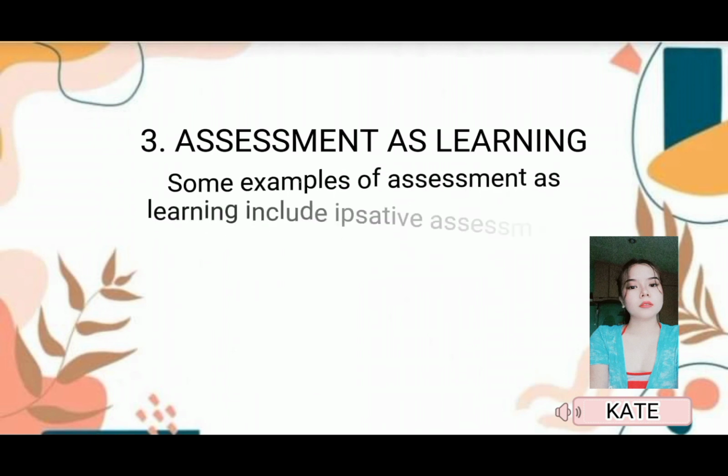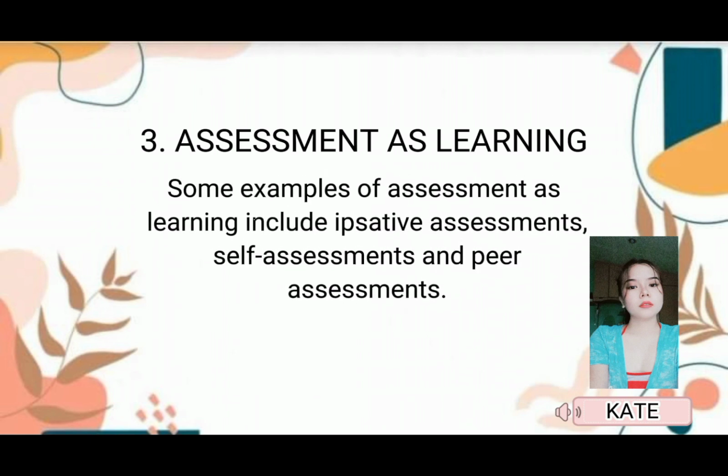And some examples of assessment as learning include evaluative assessment, self-assessments, and peer assessments.